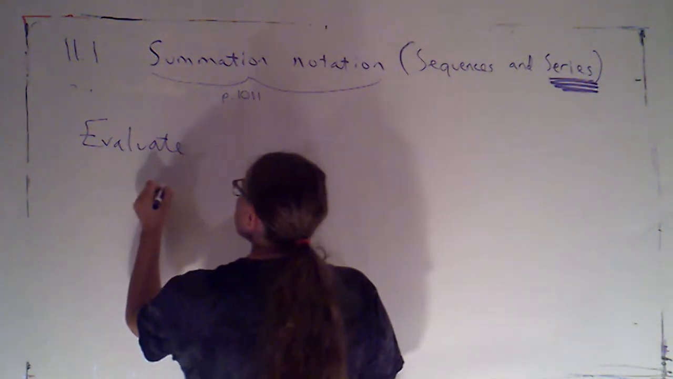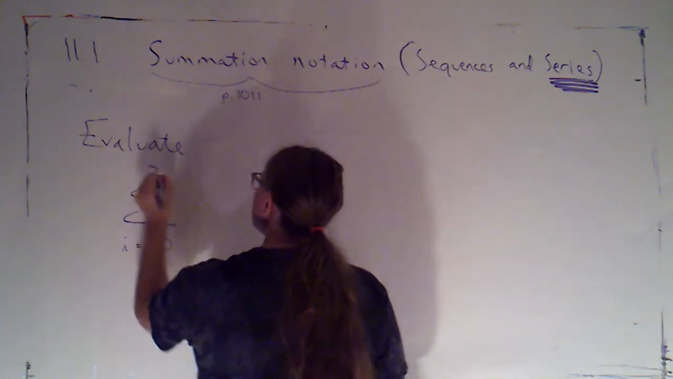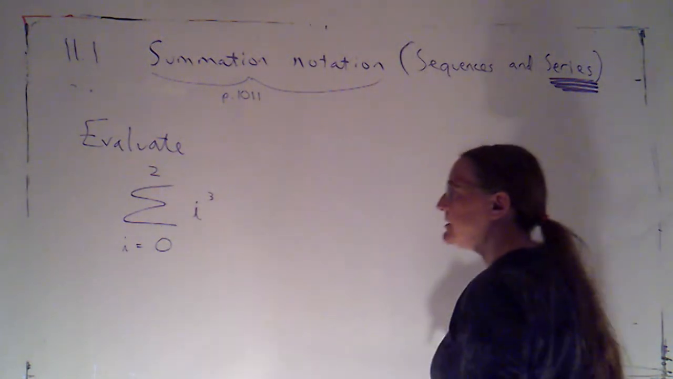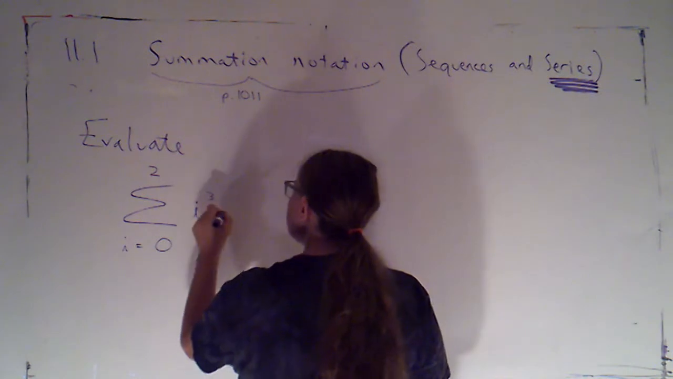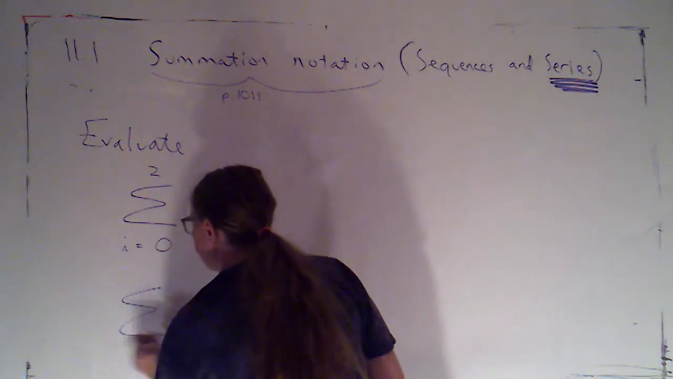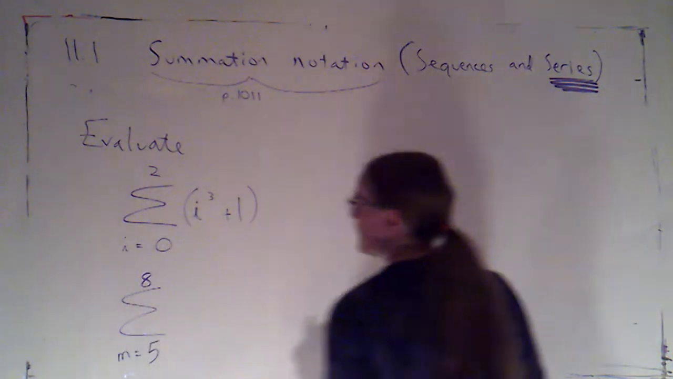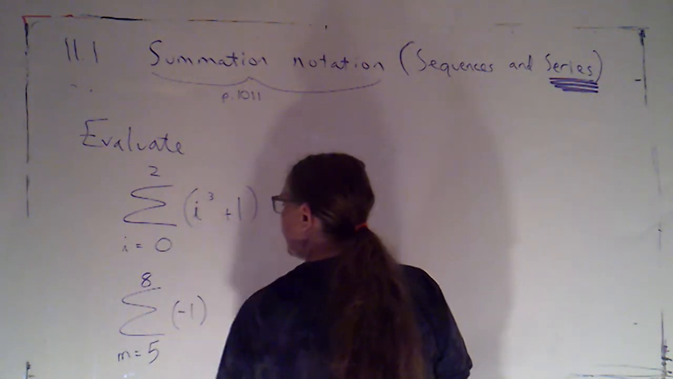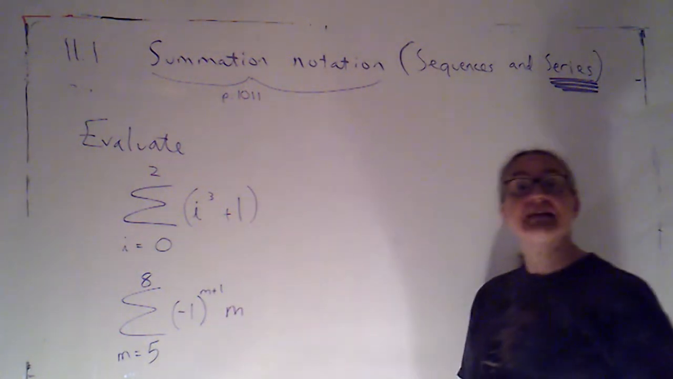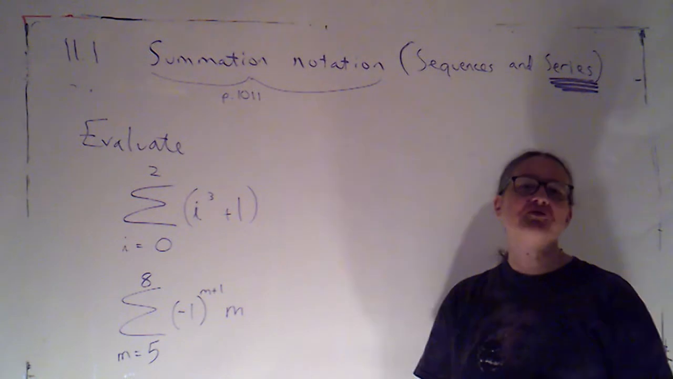Okay. So let's try the sum as i goes from 0 to 2 of i cubed. Okay. Oh, let's actually make it i cubed plus 1. We'll do that. i cubed plus 1. And let's try the sum as m goes from 5 to 8 of negative 1 to the m plus 1 times m. All right, so pause the video, work out those 2 sums, then tune back in and we'll go over them together.